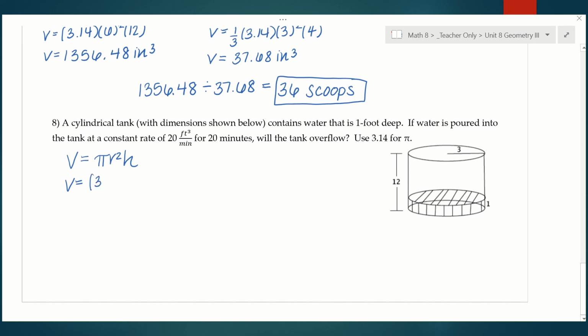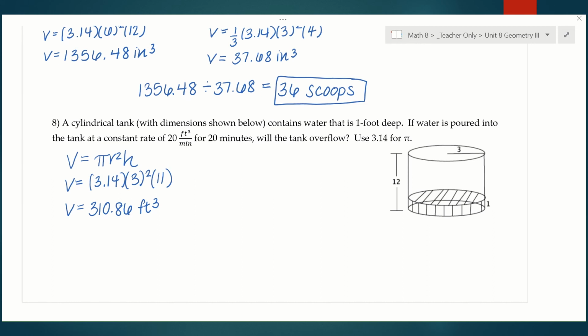They're saying to use 3.14 for pi. The radius of that cylinder is 3. Although it shows our height is 12, remember it already has a foot of water in it, so when I'm talking about how much more water can fit, I'm going to use 11 for my height because that's the rest of the height that's available. If I multiply all those together, I'm getting that I can fit 310.86 more cubic feet. That's the amount of space that's left in that cylinder.